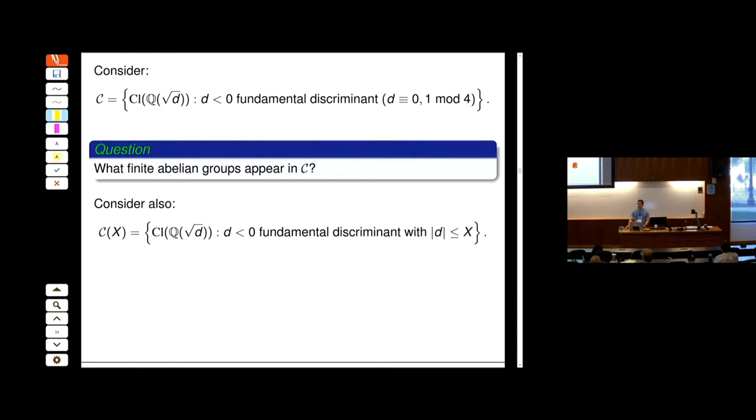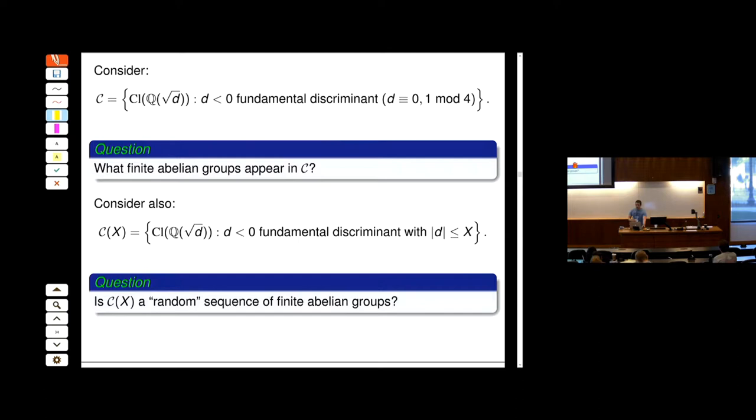So there's a lot of work in that direction. In particular, is this a random sequence of finite abelian groups? Well, the answer is no. This is not just some random sequence of finite abelian groups, because there is at least one piece of the class group that is very well understood, and it tells you what you will see exactly, which is called genus theory.